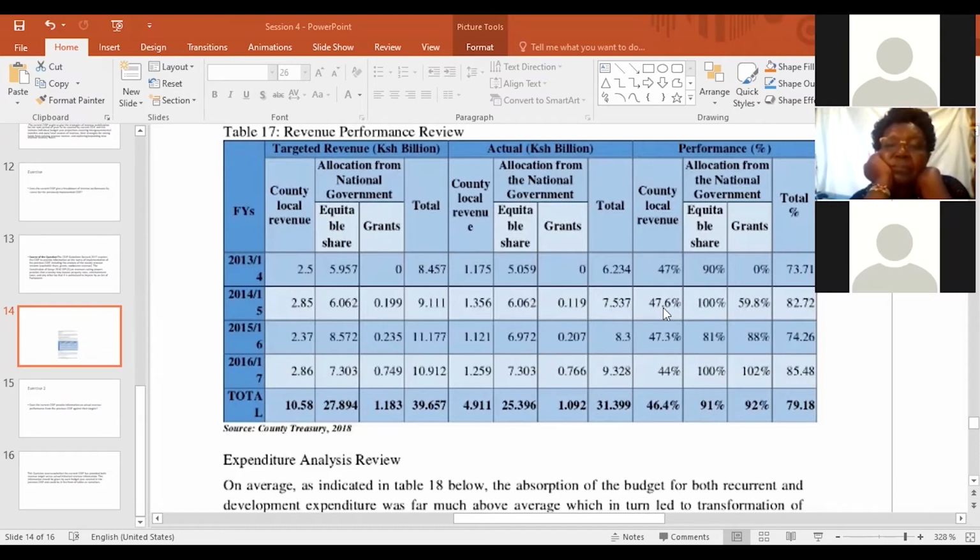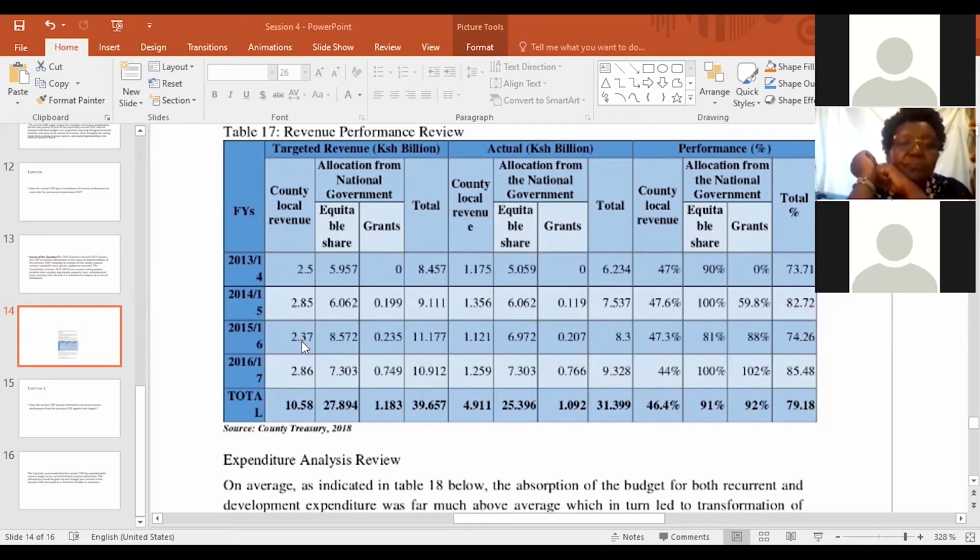So you even tend to wonder why the county government is putting high targets of collecting local revenue. You see, like the taxes that you pay for license, even for fire, they had set high amounts, but yet they are not meeting the target that they had stated. Okay. So with regards to the equitable share, they utilized all of it, which is 100%. So you can see that even the grants, 59.8%. So the total, how they performed in 2014-2015 is 82.72%.